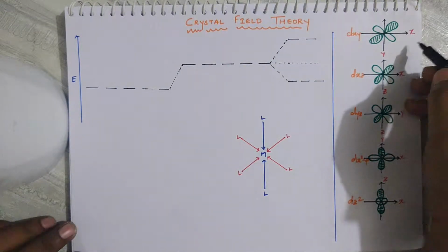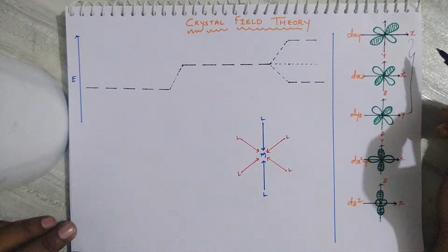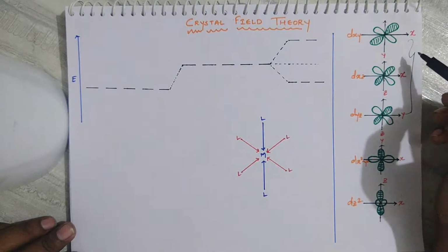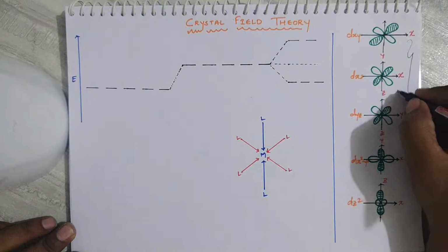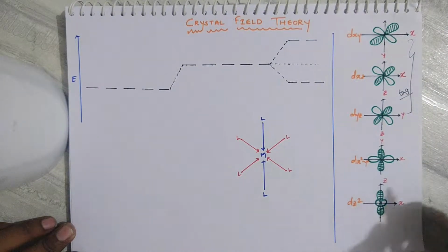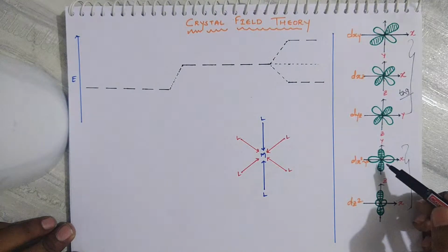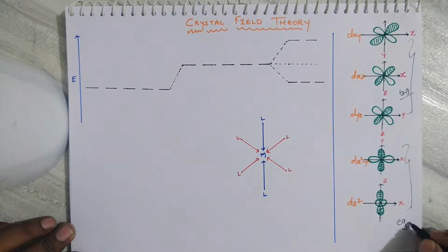So basically if I want to classify these 5 orbitals into 2 specific classes, which we do in the case of crystal field theory, these are the 3 cases where the lobes of the orbitals are present in between the axes. This set of orbitals in crystal field theory is called the t2g set of orbitals. And these 2 orbitals have lobes present along the axes. So that's why this set of orbitals is called the eg set of orbitals in the case of crystal field theory.